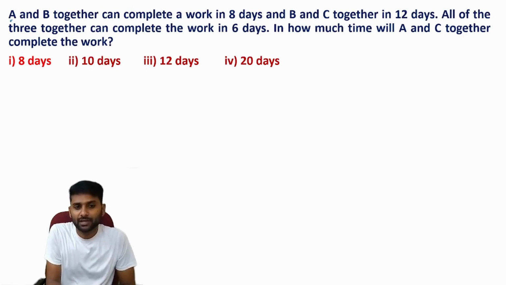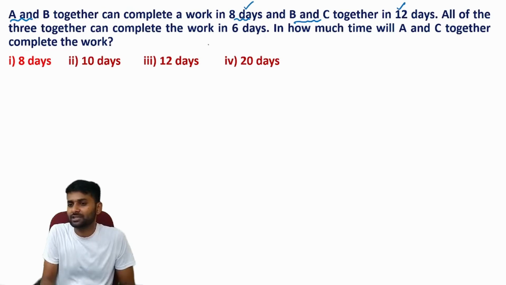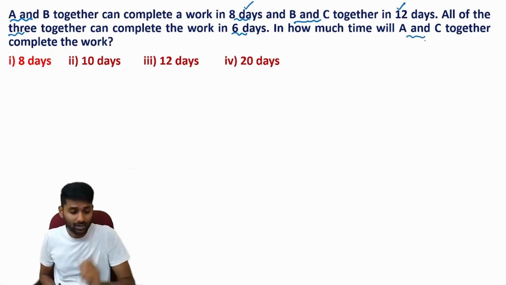Let's see this question. A and B together can complete the work in 8 days. B and C together can complete the work in 12 days. All three together can complete the work in 6 days. And how much time does it take if A and C together complete the work?